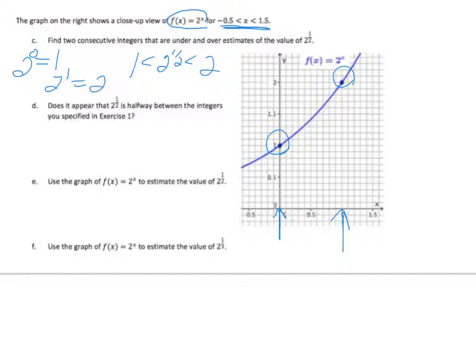Does it appear that 2 to the 1/2 is halfway between the integers you specified in exercise 1? Let's see, 2 to the 1/2 is... drawing slowly. There. Ooh, I don't like that one.